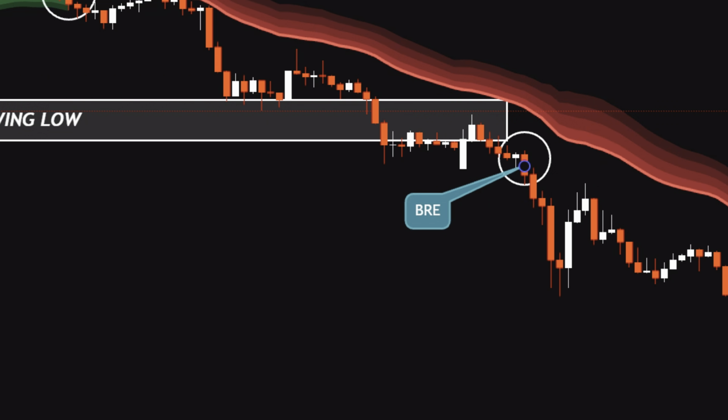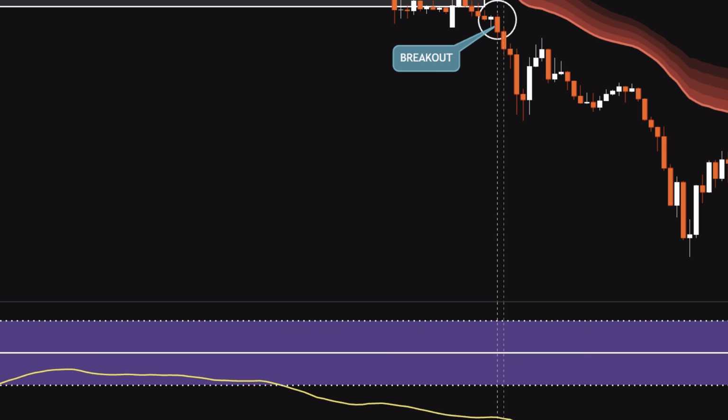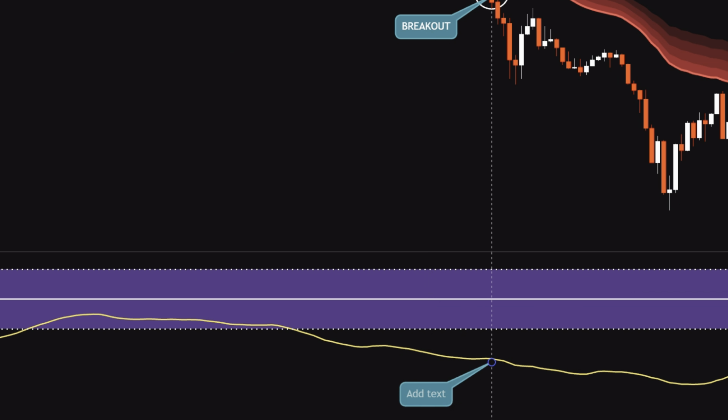Then we check the RSI moving average. It must be below 45. That's our confirmation of bearish momentum. The ribbon is red, the structure is breaking lower, momentum is bearish, everything aligns. That candle close validates the move.